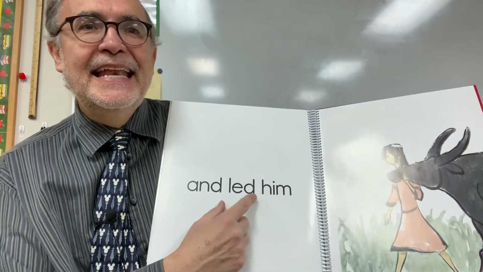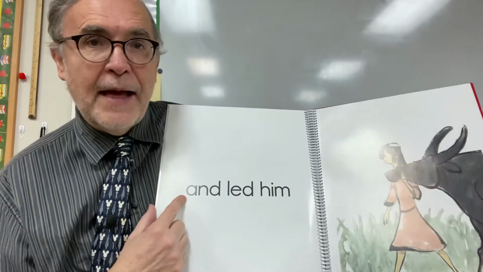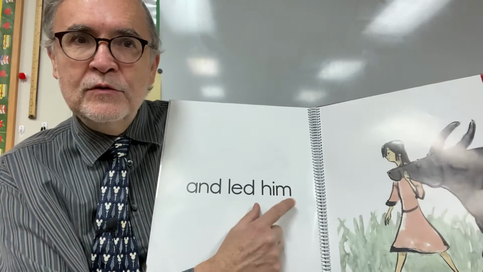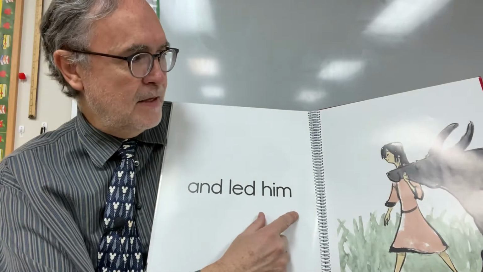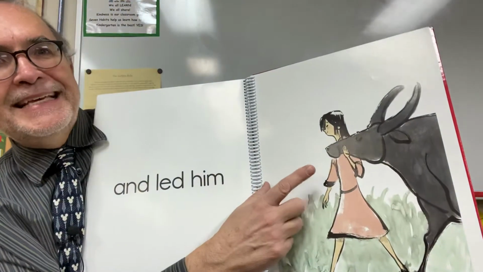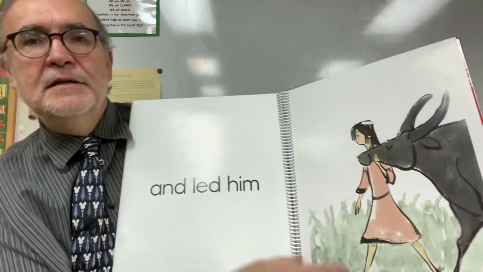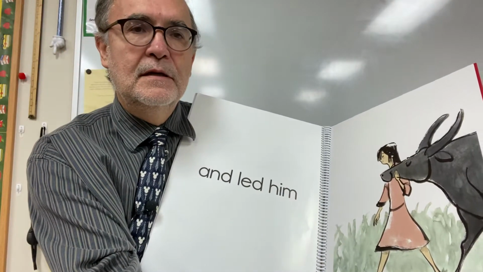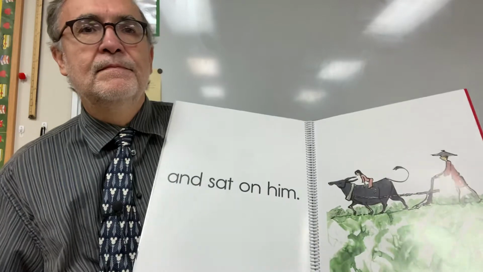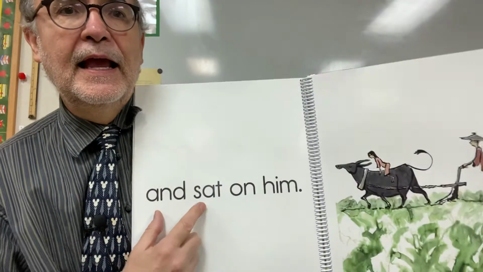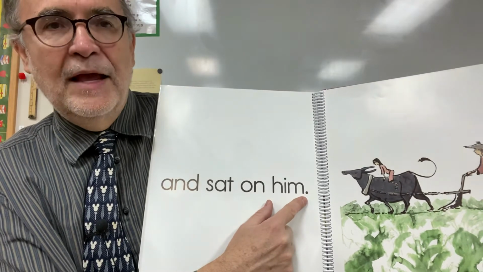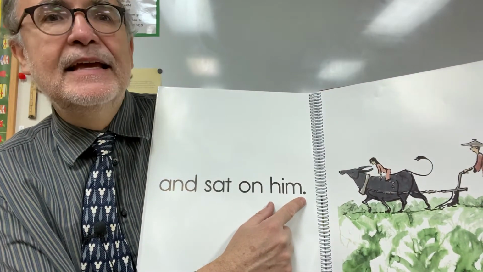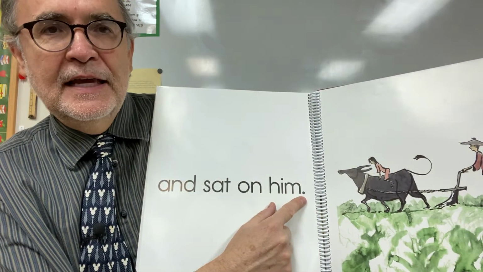and led him. No capital letter here and no stop sign. No comma, no nothing. And led him. There she is leading him, and he's happy because she is kind to him. And led him and sat on him. Bam! The end. There's the end of the sentence.